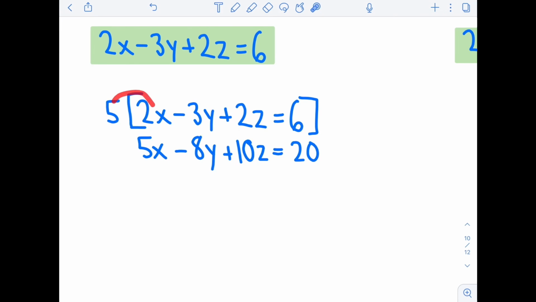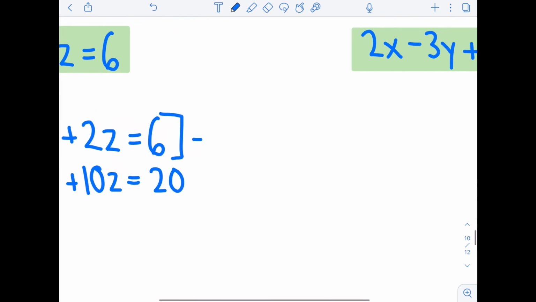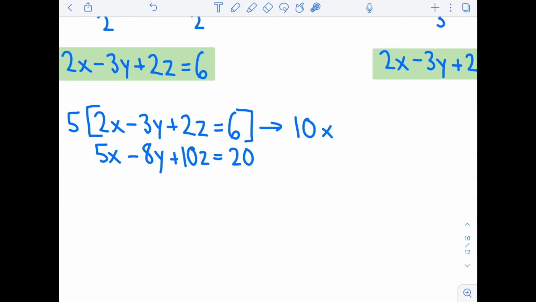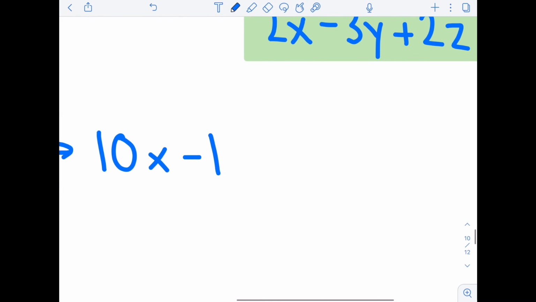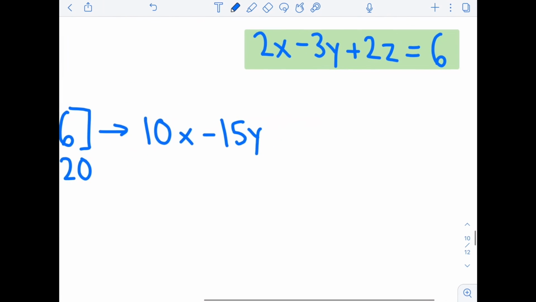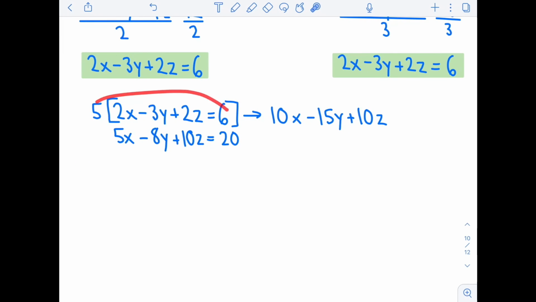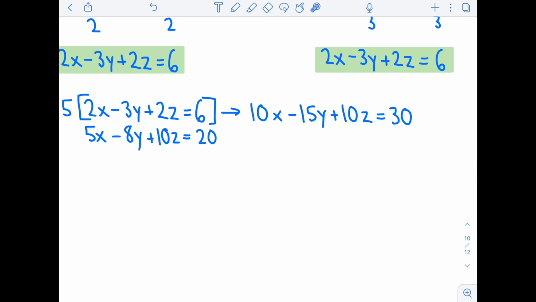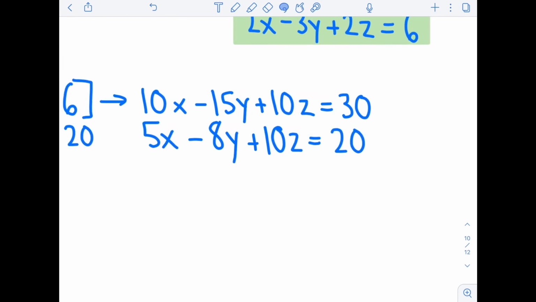So 5 times 2x, that is 10x. And 5 times negative 3y is negative 15y. And 5 times 2z is 10z. And 5 times 6 is 30. And I'm going to rewrite this equation right under this one. So now, since I have 10z and 10z, I'm going to subtract these two equations.